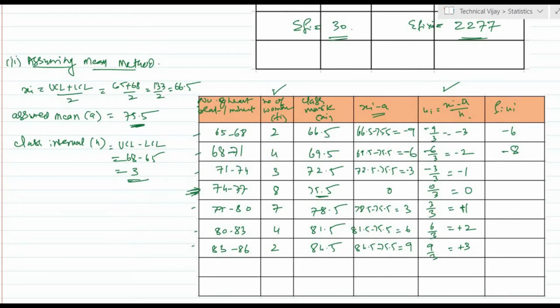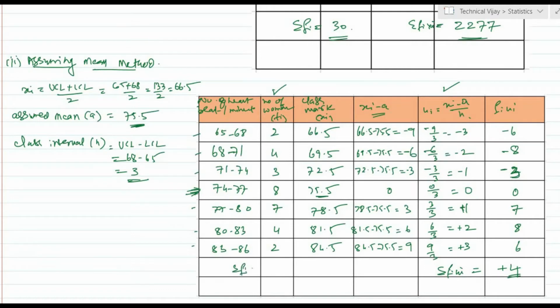Minus 8, this is 3 minus 1, that is here 2. fi into ui, 3 into minus 1, that is minus 3. So here 0 into anything, 0. Plus 1 into 7, that is equal to 7. Plus 2 into 4, that is 8. 3 into 2, 6. This is sigma fi into ui. This is equal to 8 plus 6, 14. 14 plus 7, 21. 21 minus 3, 18. 18 minus 8, 10. 10 minus 6, that is plus 4. Okay. This is equal to plus 4.